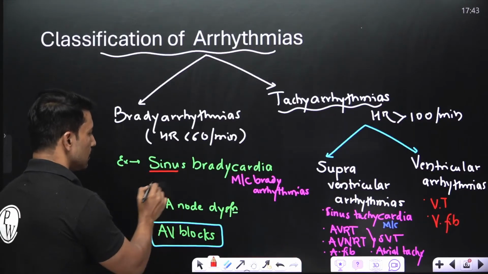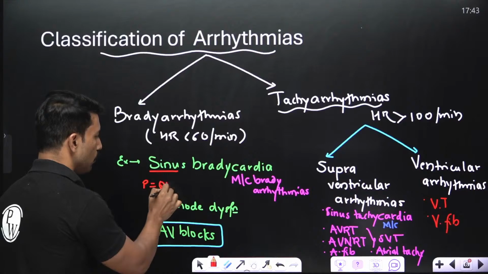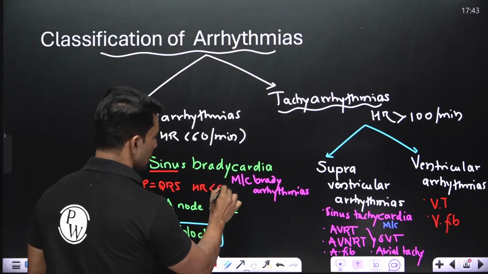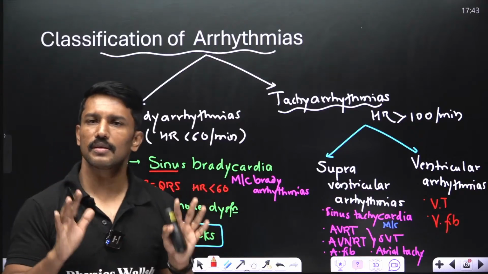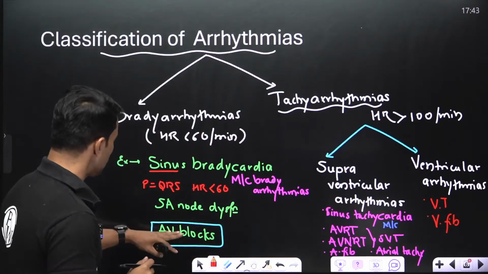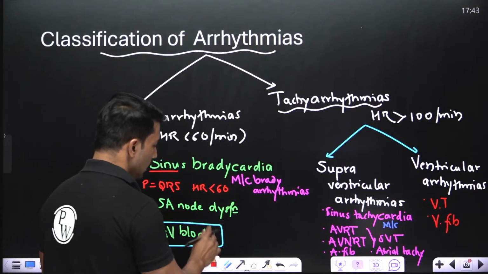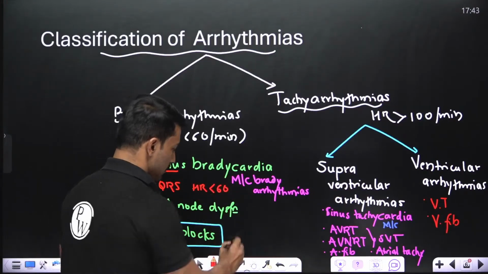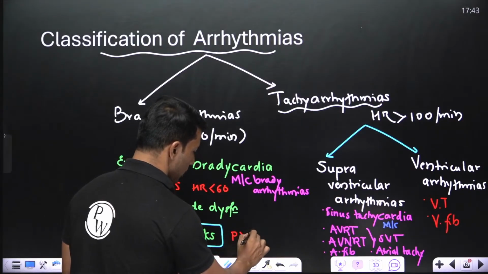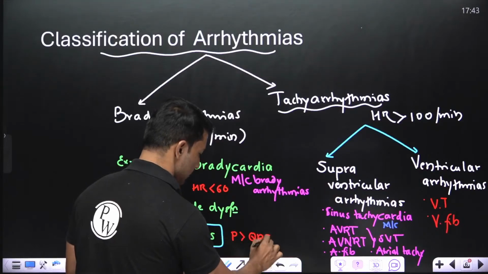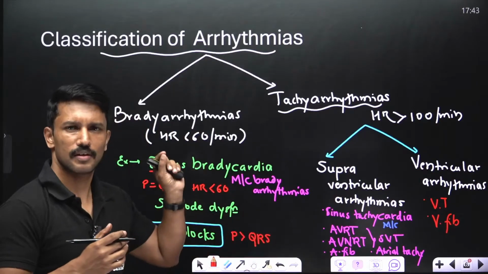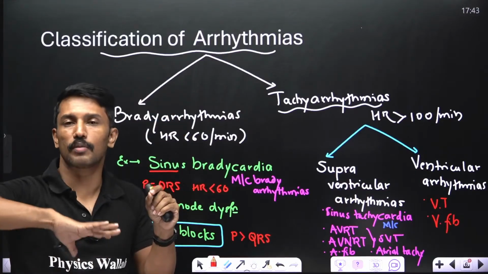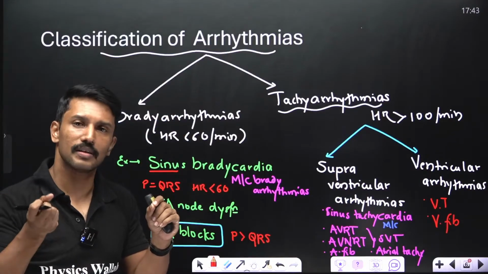The rhythm is sinus, so the number of P will be equal to the number of QRS, but heart rate will be less than 60. It looks like a normal ECG, but with a low heart rate. But in case of the AV blocks, except the first degree AV block, because there are missed QRS, the number of P waves will be more than the number of QRS. The SA node is functioning fine, sending the impulse, but the AV node is not able to conduct it to the ventricles intermittently.